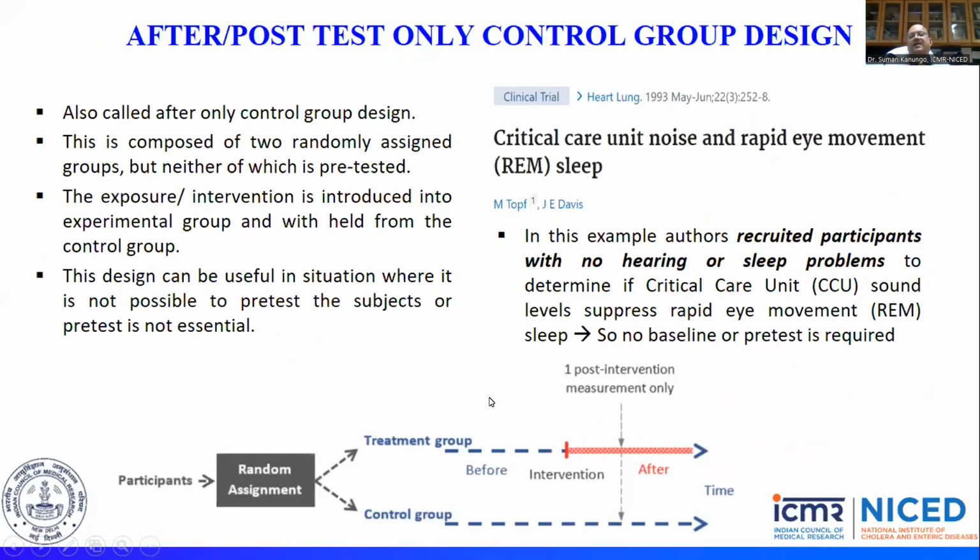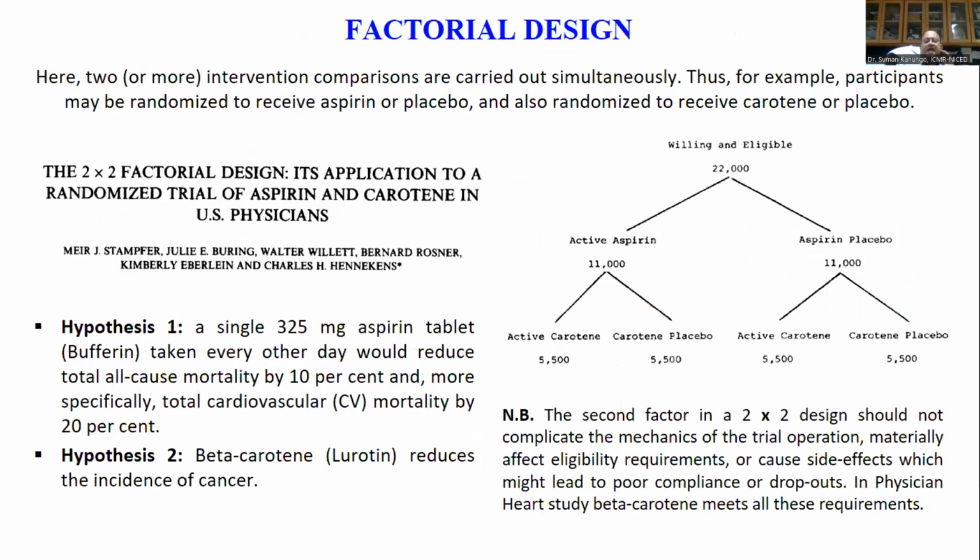Take, for example, the critical care unit noise and rapid eye movement, REM sleep study. In this example, the authors recruited participants with no hearing or sleep problem to determine if critical care sound levels suppress rapid eye movement sleep. So no baseline or pre-test is required. We chose patients who have no hearing or sleep problem. We did not measure whether they really have a sleep problem or not. So this is another method.